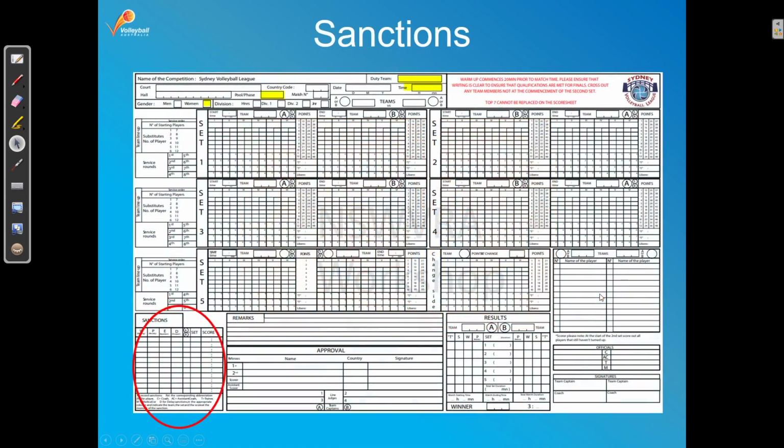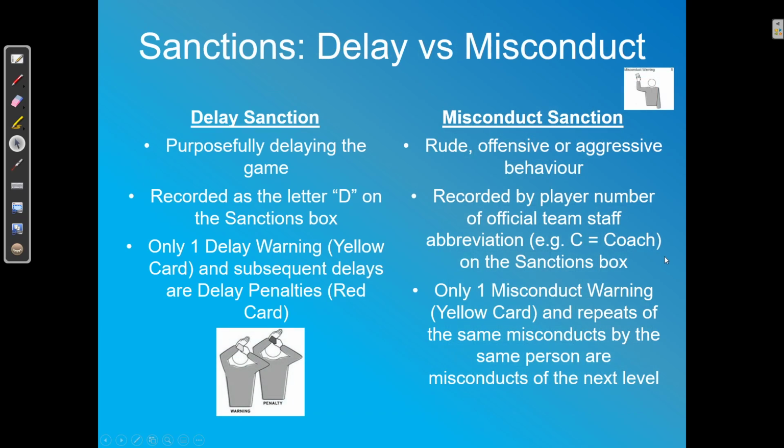Sanctions. So your sanctions are on the bottom left corner of the score sheet, don't forget. Alright, so there's two types of sanctions. There's a delay and there's a misconduct. So what is a delay sanction? Delay sanction is when you purposely delay the game. So it can be a player, it can be a team, it can be a coach, but this delay sanction is awarded to the whole team.